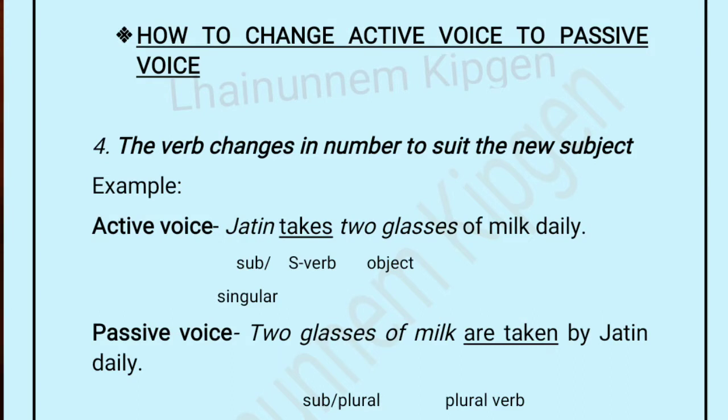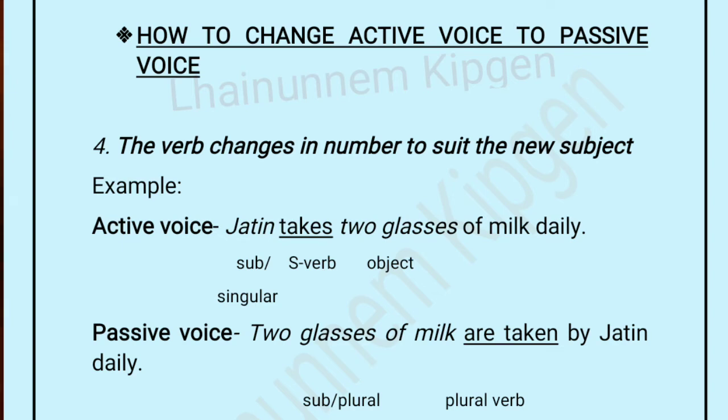Okay, now let's see rule number 4. Rule number 4 says the verb changes in number to suit the new subject. So I would like to request you to recite what subject verb agreement is once again. In this rule, it is very essential that you have knowledge of subject verb agreement. So let us see the example.